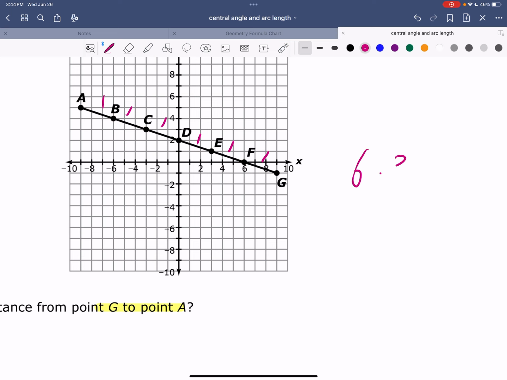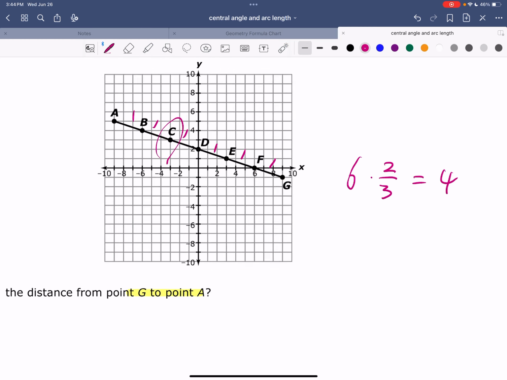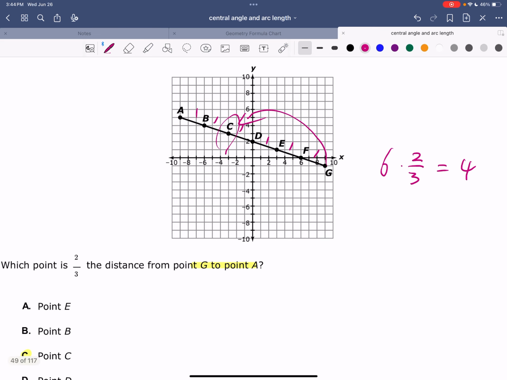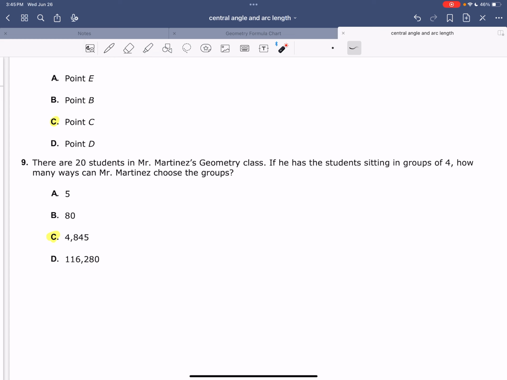We want 2/3 of it. So 6 times 2/3 is going to be 4. So we're going to go only 4 from G. 1, 2, 3, 4. What do I have? C. That's how you find it. That's 2/3. But if it says A to G, then your answer would be E. Okay, that's pretty simple.